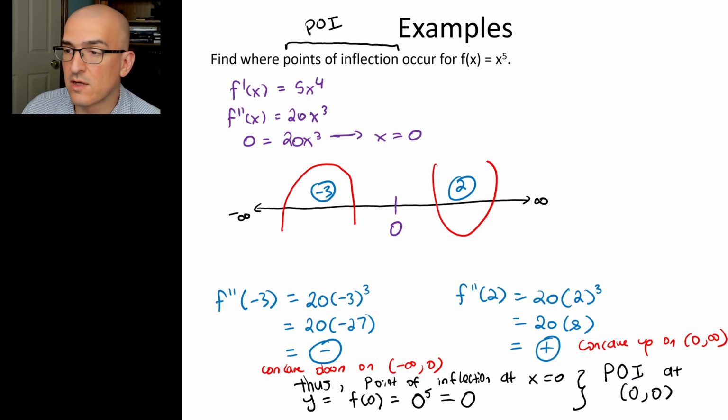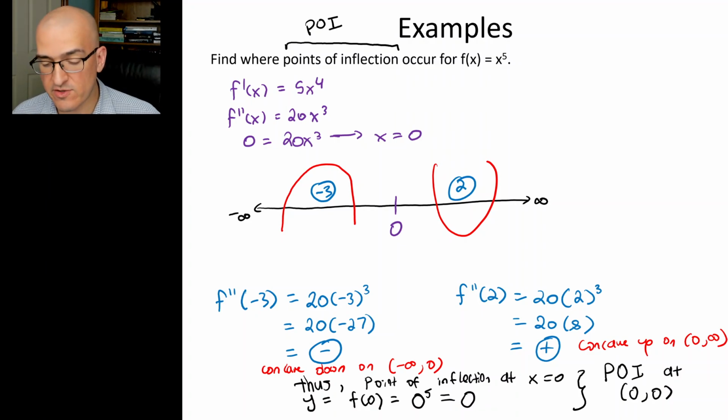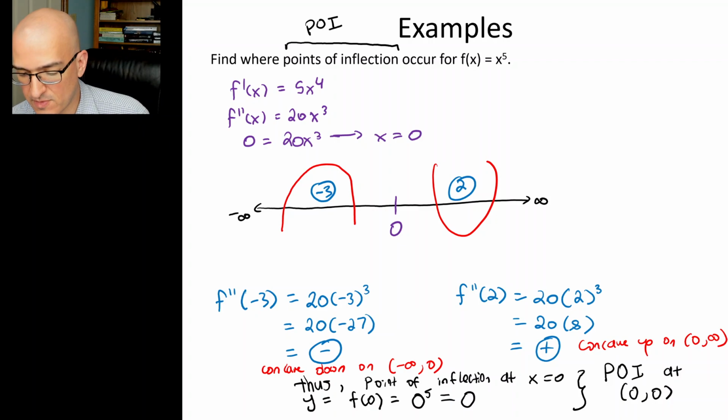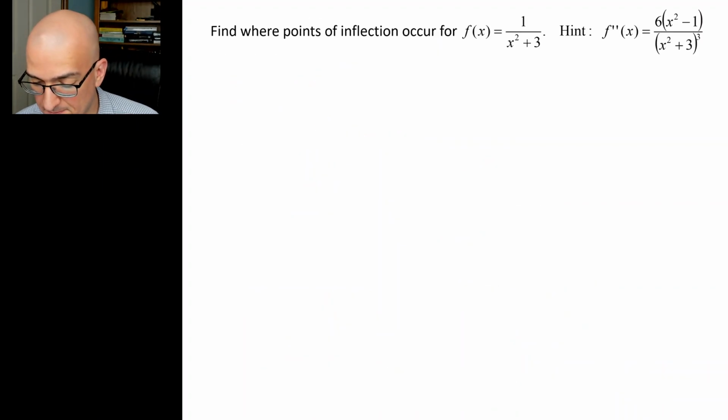All right, welcome back. We're going to continue with examples of finding points of inflection. We did this one, x to the power of 5, and I invite you to try on your own x to the power of 4. You'll find that there's no point of inflection there. It's concave up on both sides of the point that could potentially host an inflection point. It would be x equals 0 again, but it's always going to be concave up.